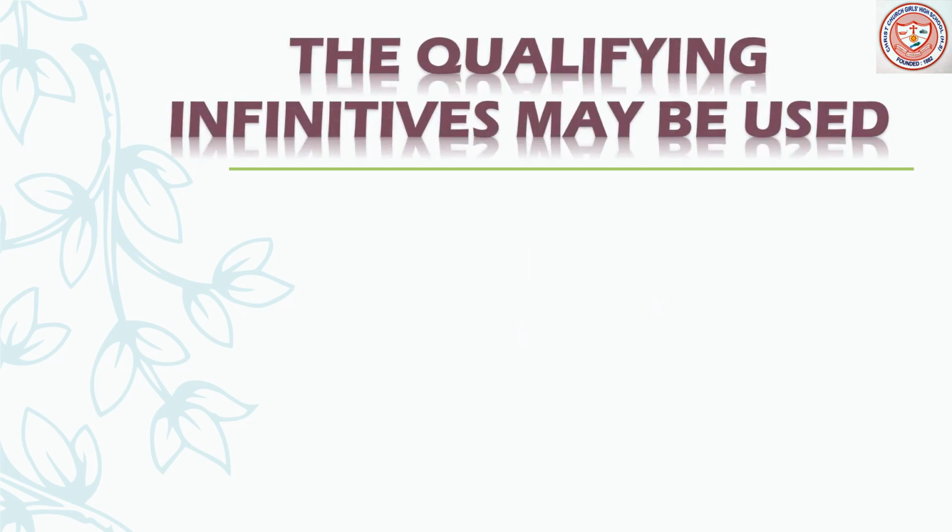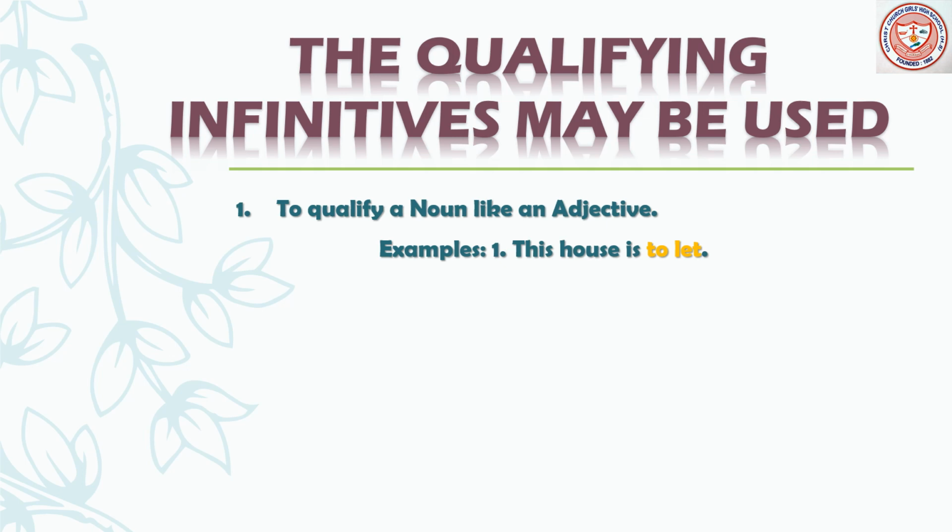Now, we will be talking about the usages of qualifying infinitives. So, the qualifying infinitives may be used, number 1, to qualify a noun like an adjective. Examples. This house is to let. In this sentence, to let is a qualifying infinitive because it has been used to qualify a noun like an adjective.